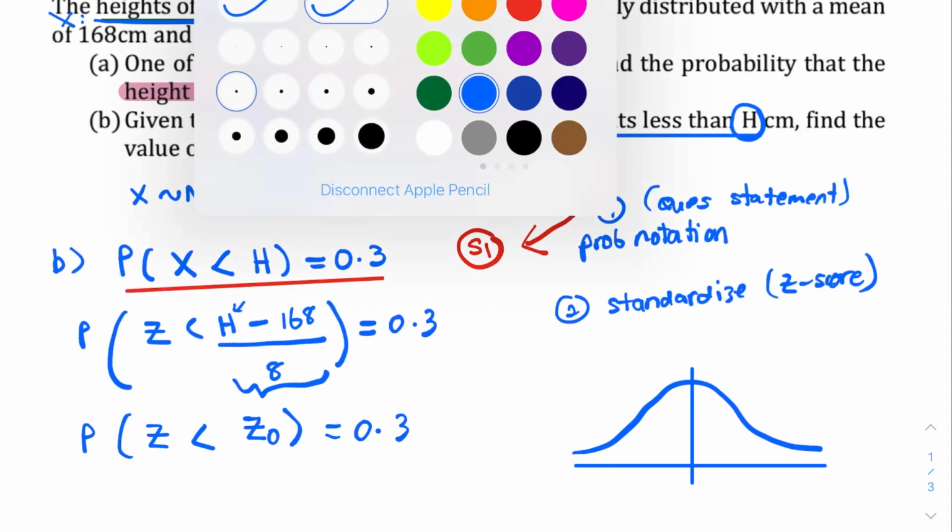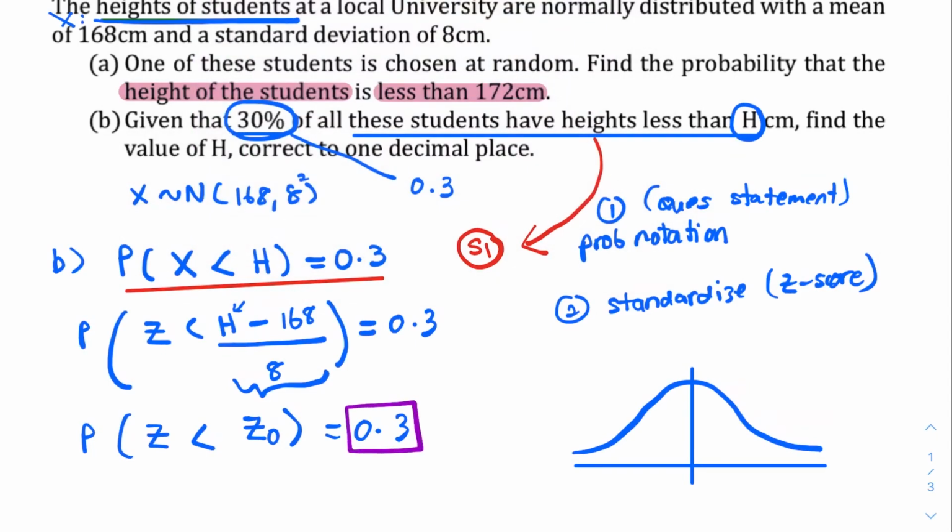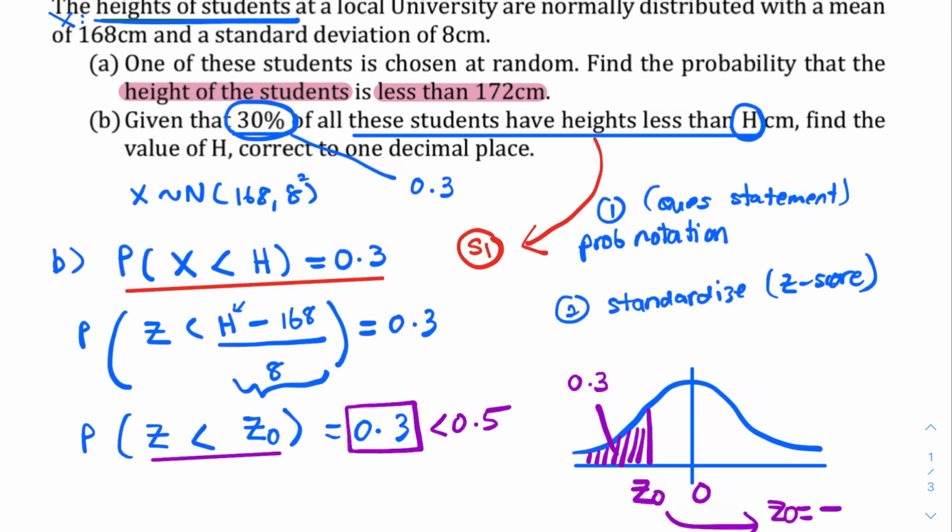Since your probability here is 0.3, which is much less than 0.5, and this is less than Z naught, Z naught cannot be more than 0, because if it were more than 0 for less than, you would have a probability of more than 0.5. So the logic or rationale is this: this is 0.3 and this is going to be Z naught, which means your Z naught will be a negative number. Then from here, find in the table.